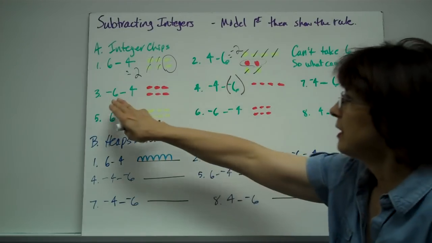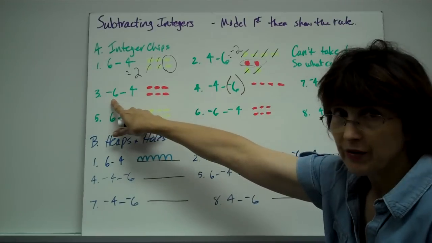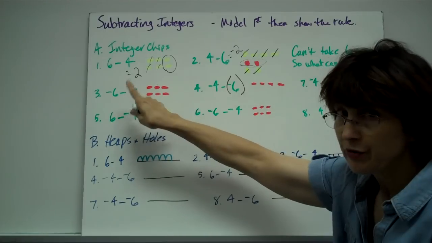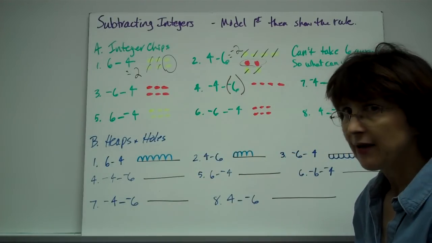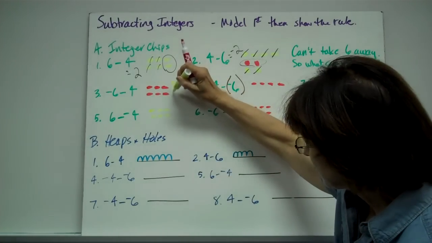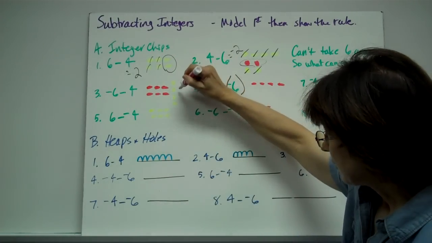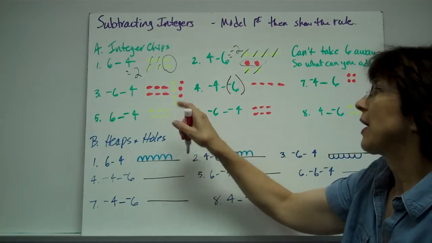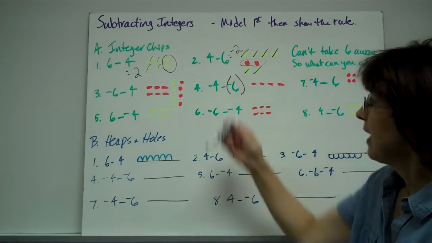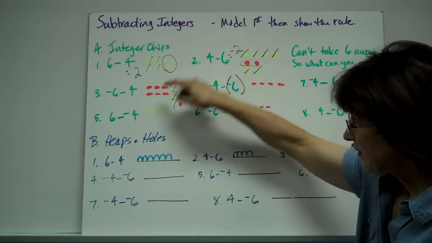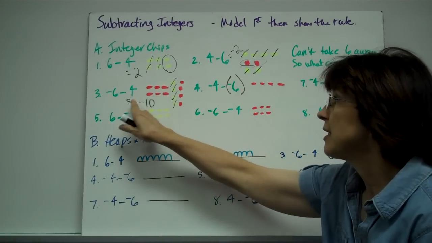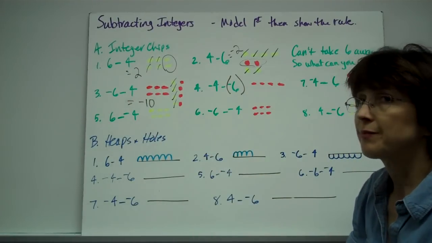Okay, let's try another one. Negative 6 minus 4. That means I start with 6 red chips. I have to take away 4 yellow ones. That's a positive 4. Remember, when there's not a sign there, that means it's positive. So again, I have to add, this time I've got to add 4 zero pairs. So here I'm going to do 1, 2, 3, 4 yellows, 1, 2, 3, 4 reds, and now I have 4 yellows that I can take away. I'm going to scratch them out, and what I have left is 6 plus 4 reds, which is 10. But it's negative 10 because it's the red. Okay?